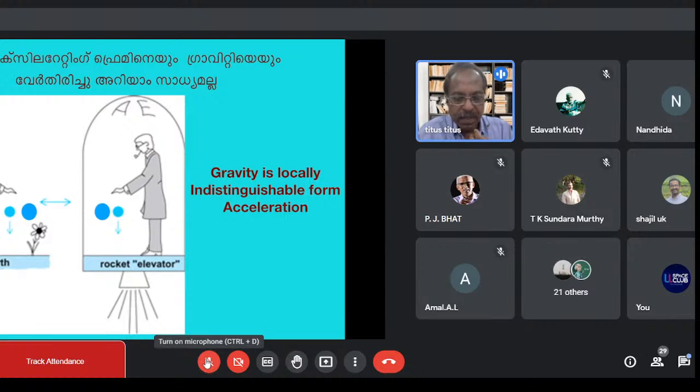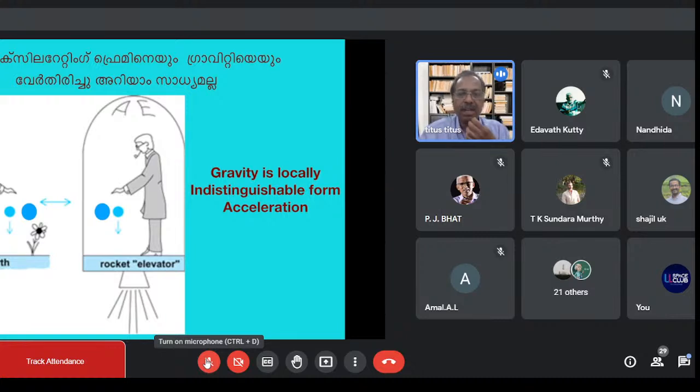Okay. Now assume that the spaceship is accelerating up by connecting it with a rocket in the rear end. Right? So the rocket is going up, say with an acceleration exactly similar to that of the acceleration due to gravity, and that is 9.8 meters per second squared.